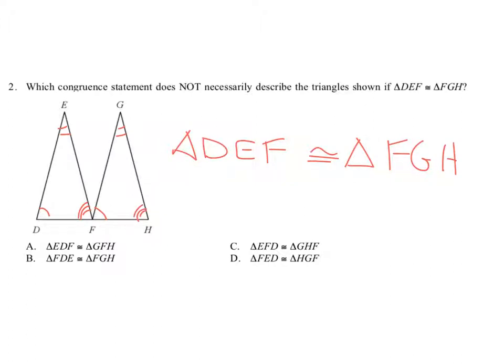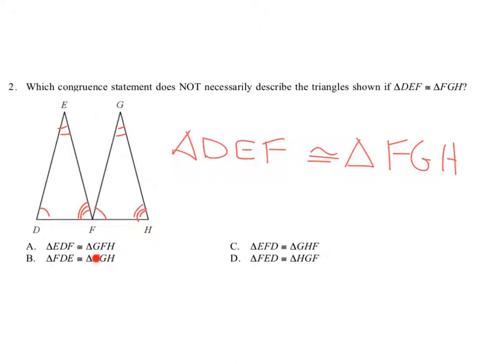Okay, so then what we're looking at is to see that the vertices match up correctly. So here we've got the first one. E matches with G, that's true. D matches with F, that's true. And F matches with H. So that one works. Let's check B.